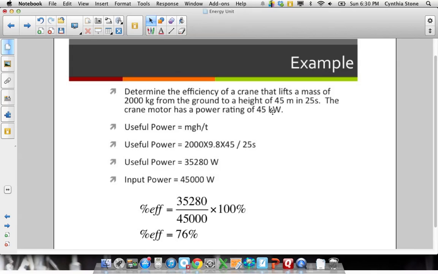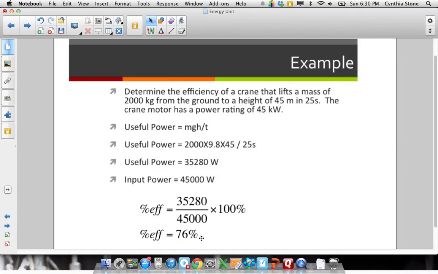The input power, so remember in these questions, if it says input power or power rating, that's the input. That's the bottom of the equation. Okay, the bottom of the fraction. So this particular crane in this example is 76% efficient.